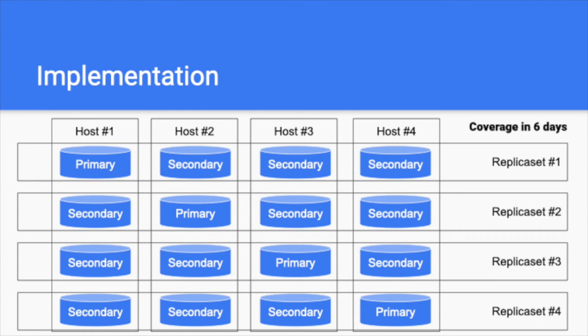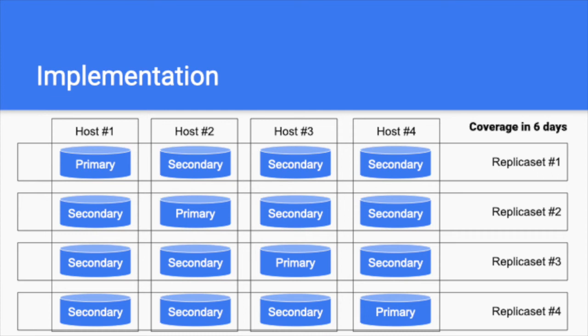We want to cover all the pairs within 6 days. In order to cover one single replica set, we need to check 3 pairs. So in total, we need to check 12 pairs. And then in order to cover all replica sets in 6 days, on average we'll need to check 2 pairs per day across the fleet.